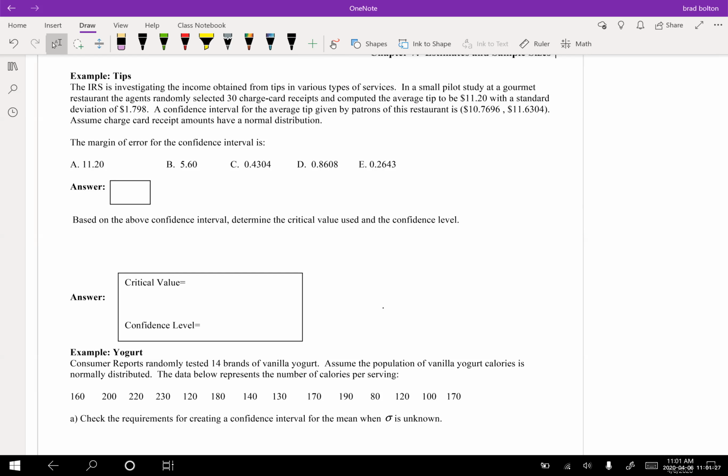Okay, it says the IRS is investigating the income obtained from tips in various types of services. In a small pilot study at a gourmet restaurant, the agents randomly selected 30 charge card receipts and computed the average tip to be $11.20 with a standard deviation of $1.79, basically $1.80. A confidence interval for the average tip given by patrons of this restaurant is 10.7696 to 11.6304. Assume charge card receipt amounts have a normal distribution. Okay, so they kind of switch gears on us real quick.